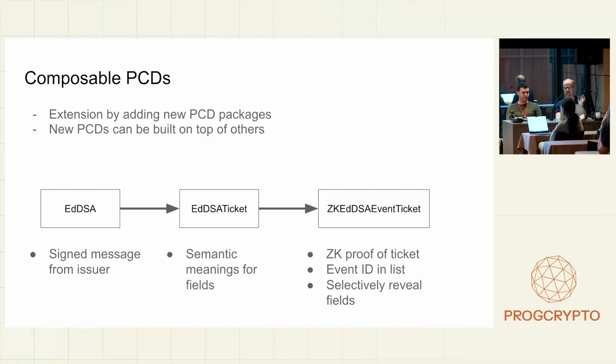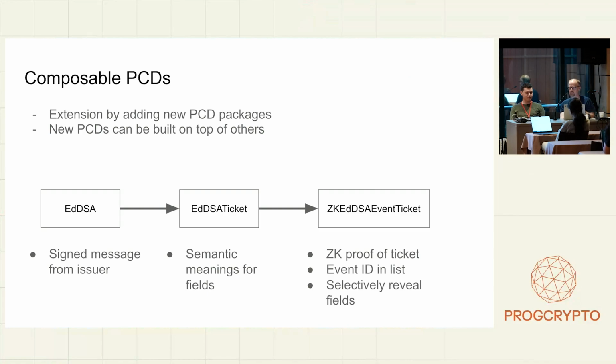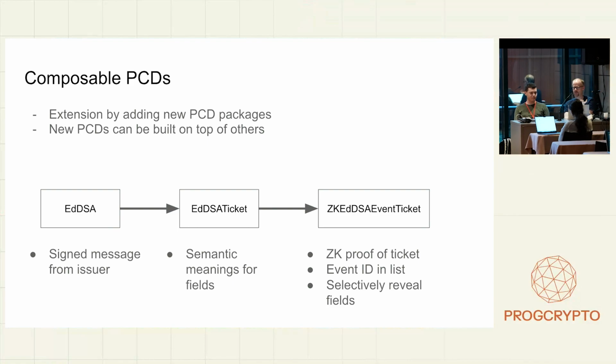EdDSA ticket is built on top of that. So you have a signed message, which is the ticket itself. And then the EdDSA ticket PCD adds semantic meaning for all of the fields, because the message is just a blob of numbers, and you have to say which one of those is the ticket ID, the event ID, your email, et cetera. And then another layer built on top of that is the ZK proof that Ivan also showed you, which is a proof that you hold a ticket. Without revealing the ticket itself, you can prove that you have one, you can prove that it's properly signed, and then you can selectively reveal some of the fields of it.